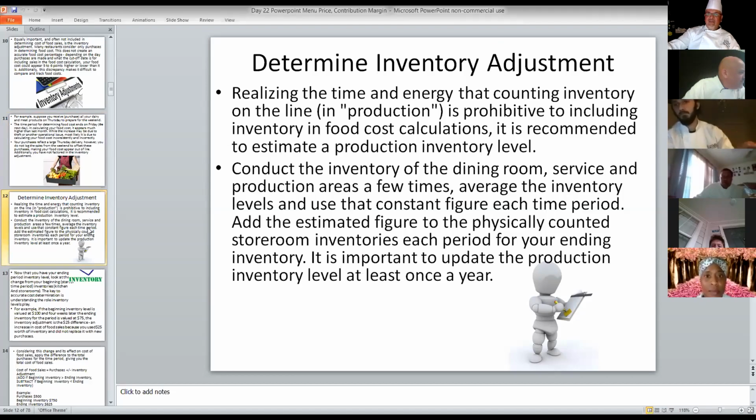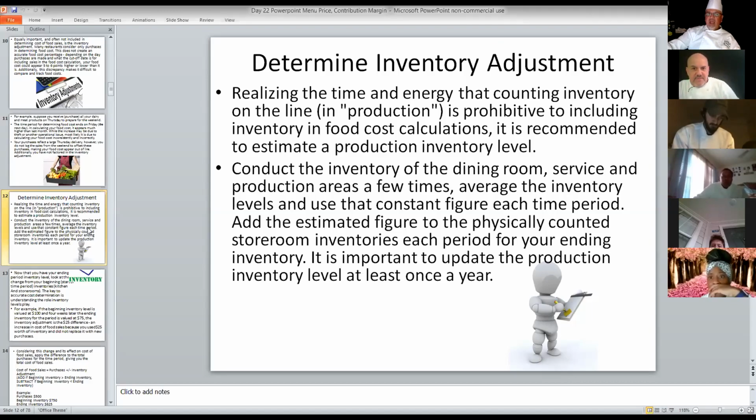So determine how inventory adjustment, realizing the time and energy that counting inventory on the line in production takes. Remember, everything has to be counted. It is prohibited to exclude inventory from food cost calculations. It is recommended to estimate production inventory levels. Conduct inventory of the dining room, service, and production areas a few times. Average the inventory levels and use them as a constant figure each time period. And add the estimated figure to the physical counts in storeroom inventories each period for your ending inventory. It is important to update your production inventory level at least once a year.